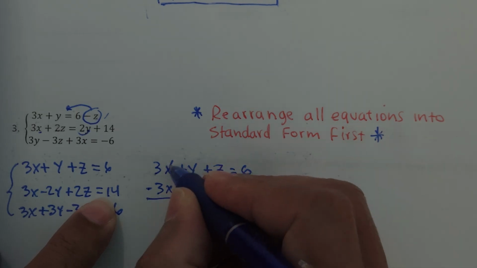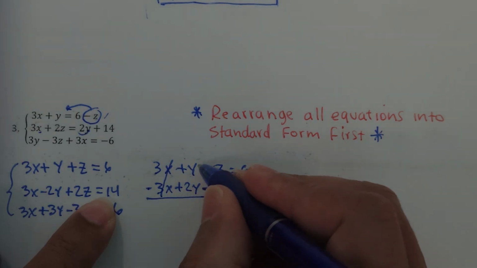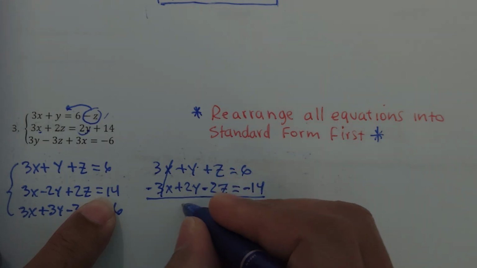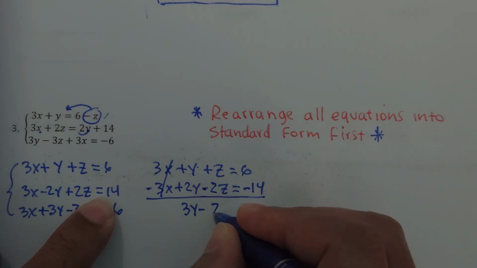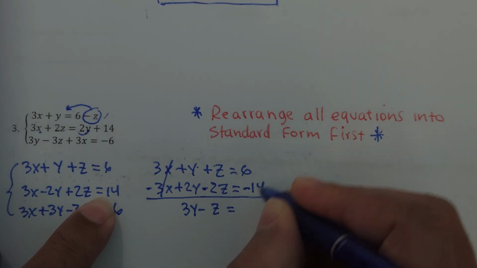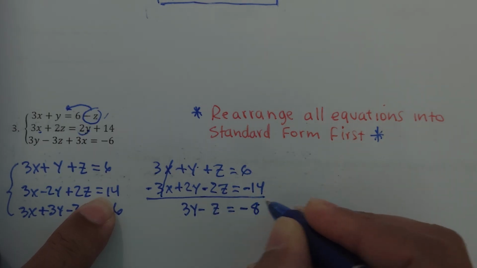So then as you can see, the x's get eliminated. So we have y plus 2y, that's 3y. z minus 2z, that's negative 1z. And 6 minus 14, that's negative 8.